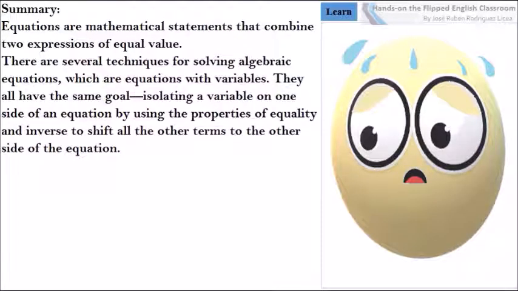Summary: equations are mathematical statements that combine two expressions of equal value. There are several techniques for solving algebraic equations, which are equations with variables. They all have the same goal: isolating a variable on one side of an equation by using the properties of equality and inverse to shift all the other terms to the other side of the equation.